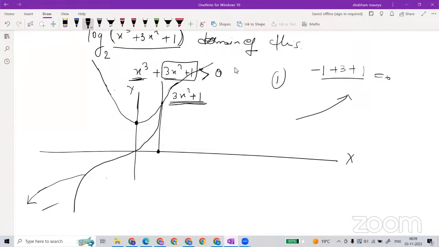So see what is happening here. Does it have one root or three real roots? Only one real root. It will intersect only once here. So finally, what are you getting?